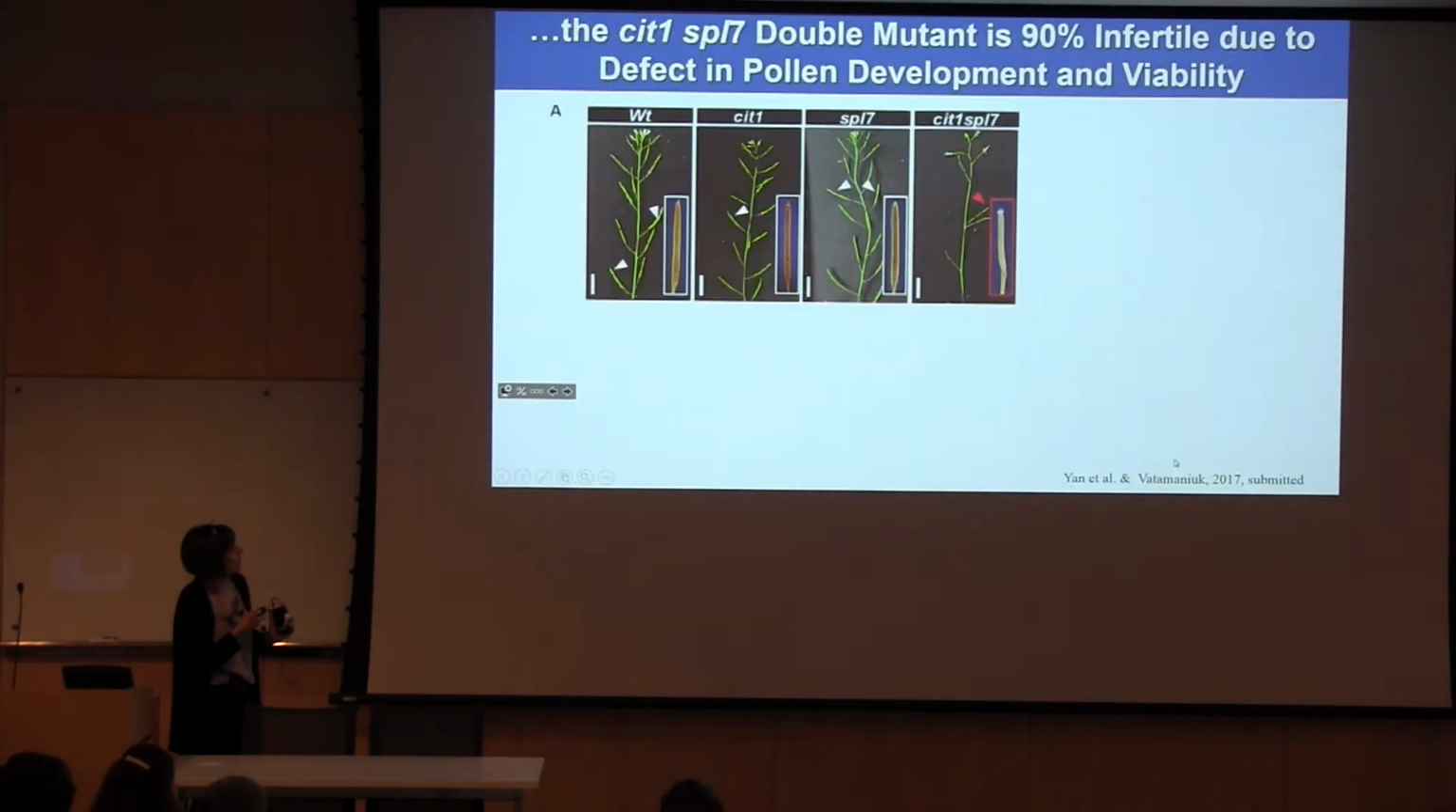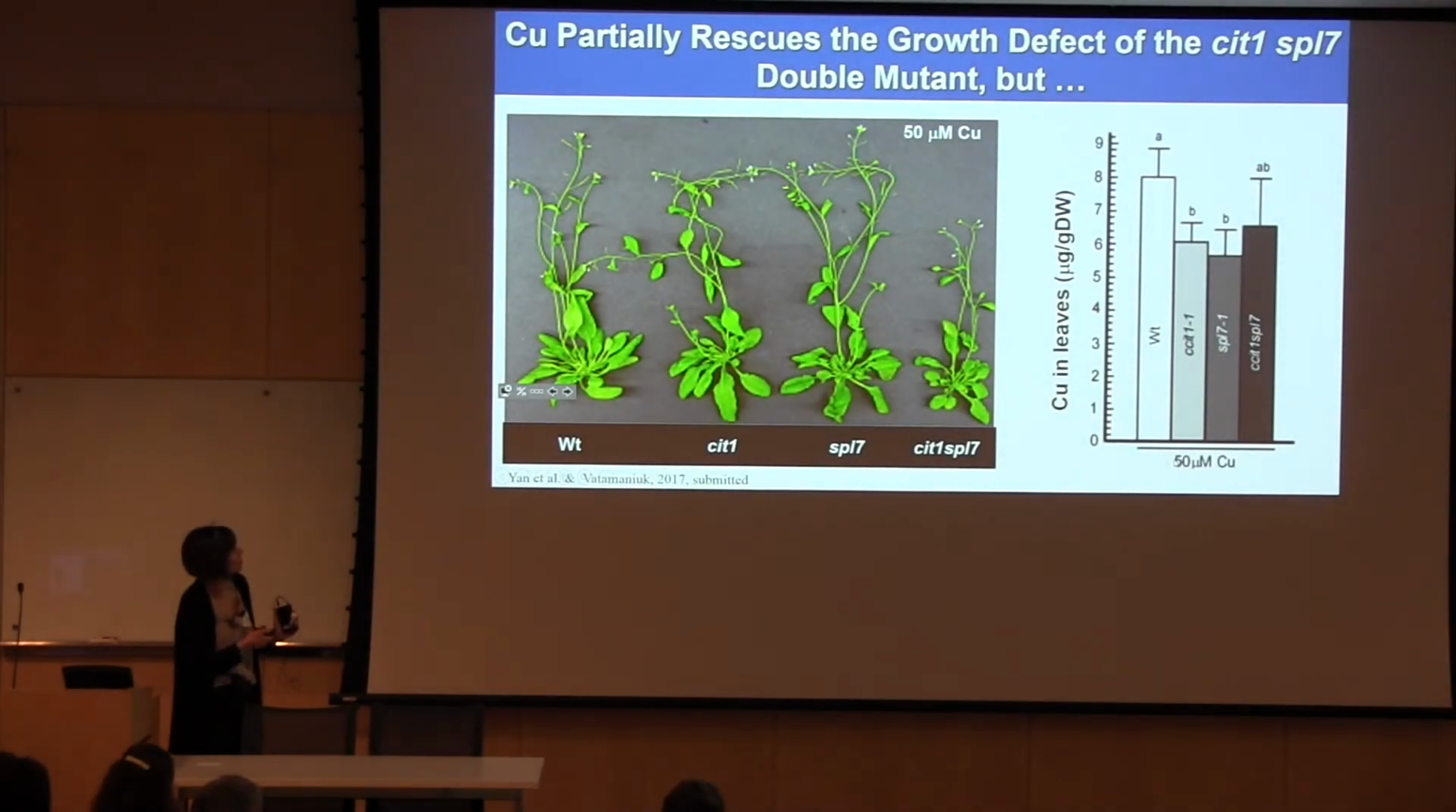But then we were able to rescue this seedling lethality of the mutant with high copper. Again, what you're seeing here are different plant lines: wild type, CYT1 and SPL7 single mutants, and the double mutant. The double mutant now grows up to the reproductive stage. It's smaller, but it actually has the same amount of copper as wild type. So that was already interesting for us.